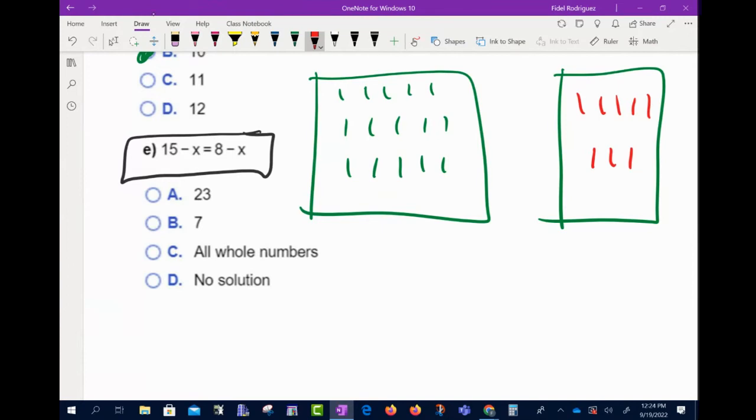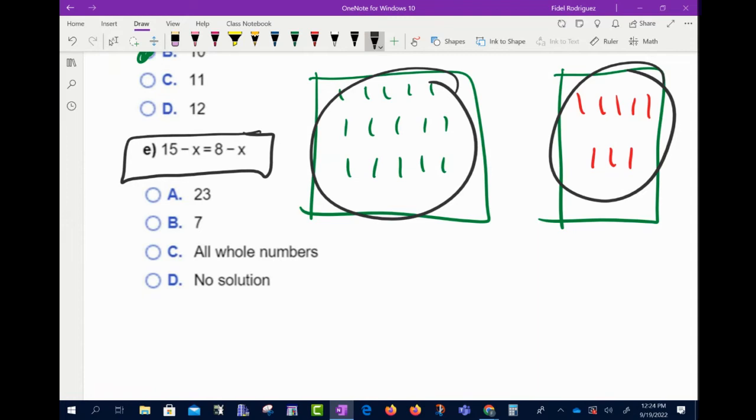Meaning, could I take the same number from here and the same number from there and end up with the exact same number? No, we couldn't, right? Because we have 15 blocks here and we have 8 blocks there. So what we're going to say here, you guys, is that there's no solution. There's no way we can do that, right? We know that there's no way we could do that.